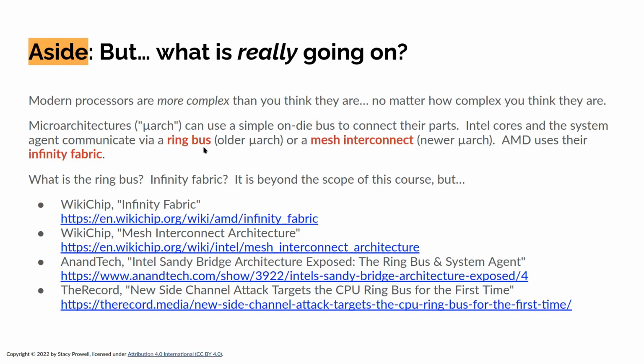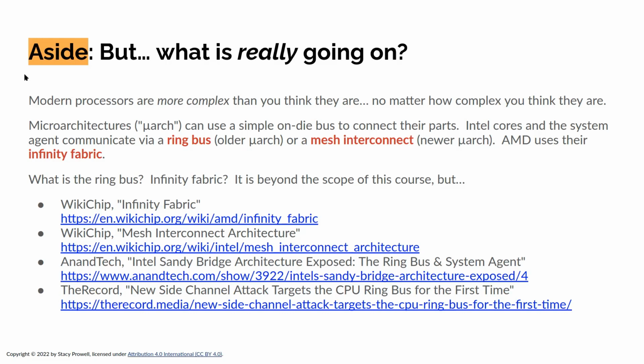Intel, for a while, used something called a ring bus that you can read about down here on these links. And now it uses something called the mesh interconnect. AMD uses something called its infinity fabric. So if all this sounds like they're fighting Thanos, they kind of are, because all of this is to manage this barely controlled chaos of the processor trying to execute all of these instructions. You can read about infinity fabric here if you care.